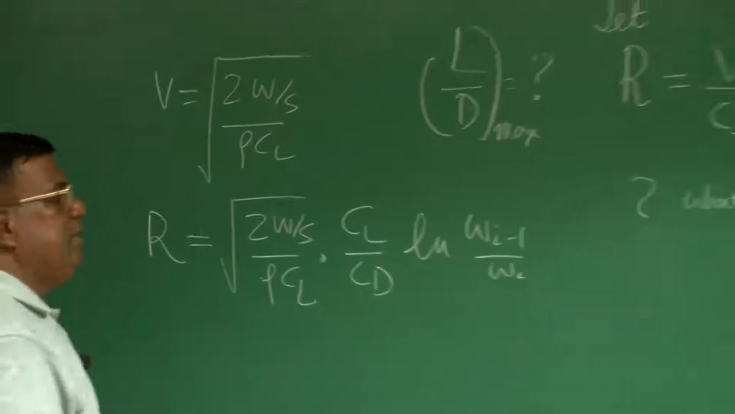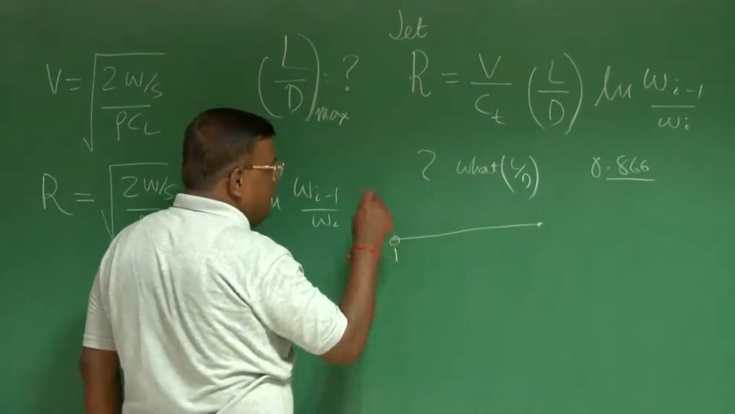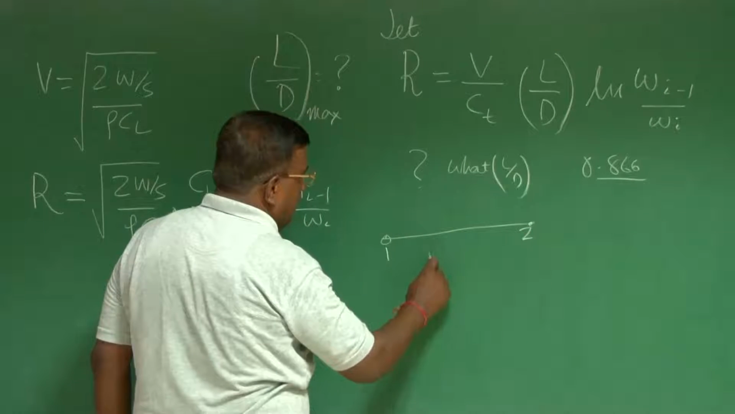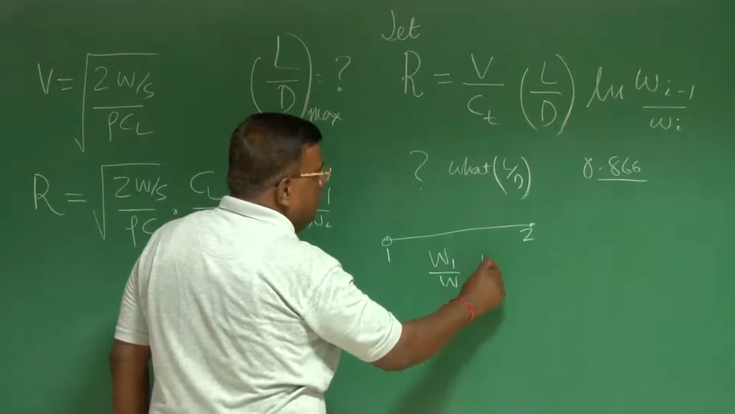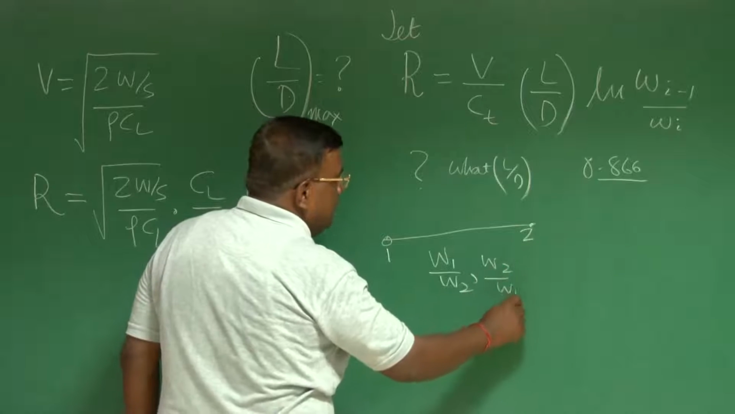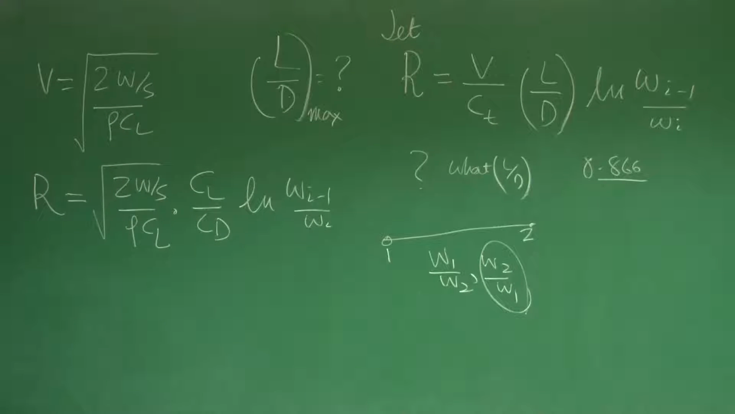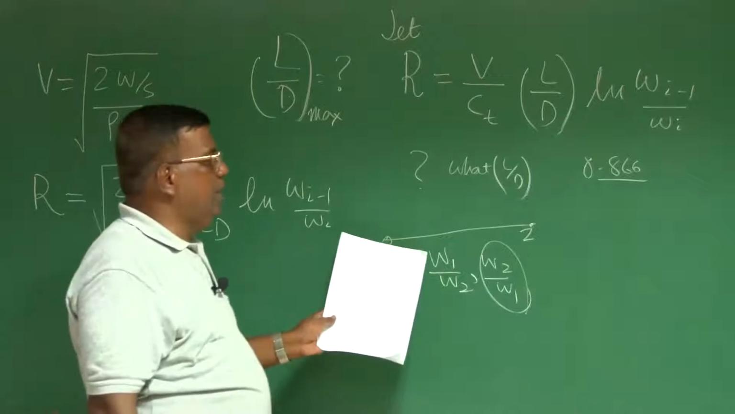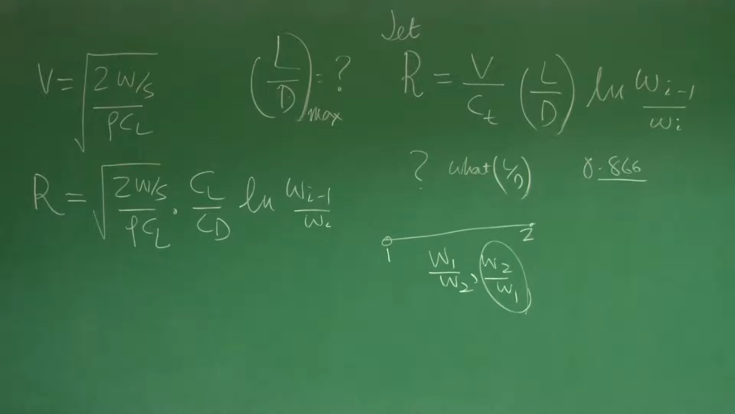To get a designer perspective, when I write i minus 1, it means suppose the cruise starts from here, ends here, I'm essentially looking for W1 by W2 or W2 by W1, so that if I know W2 by W1, and if I know the value of W1, I know how much fuel is consumed in traversing from point 1 to point 2.